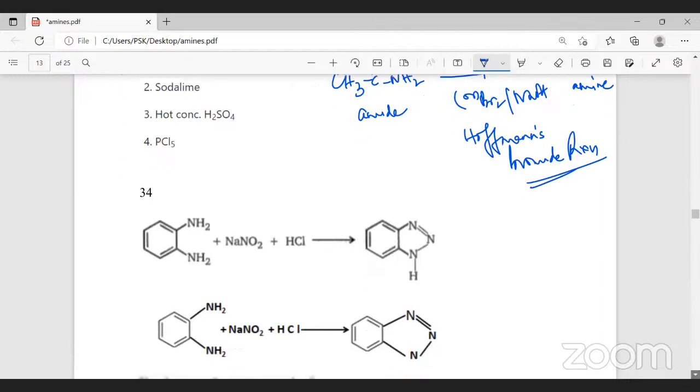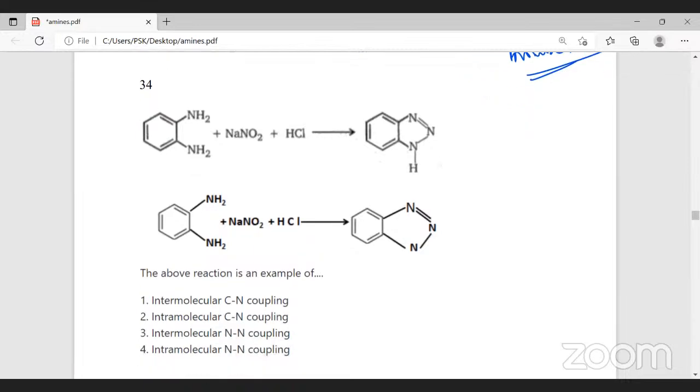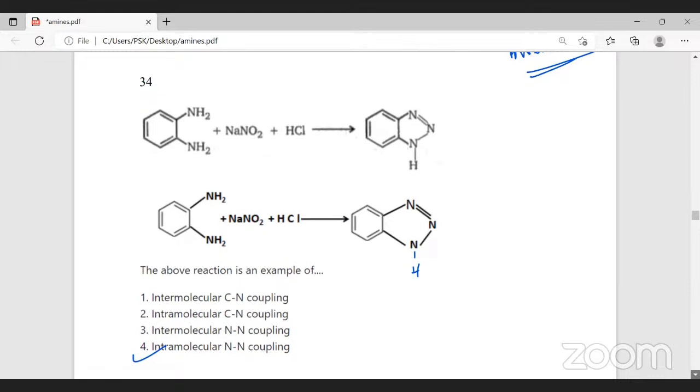Now, we have a diamine, an aromatic diamine. This aromatic diamine reacts with sodium nitrite and HCl to form this compound. Now, the above reaction is an example of intermolecular CN coupling, intramolecular CN coupling, intermolecular NN coupling, or intramolecular NN coupling. See, within the molecule, these nitrogen atoms are coupled. Therefore, it is called intramolecular N-N coupling.